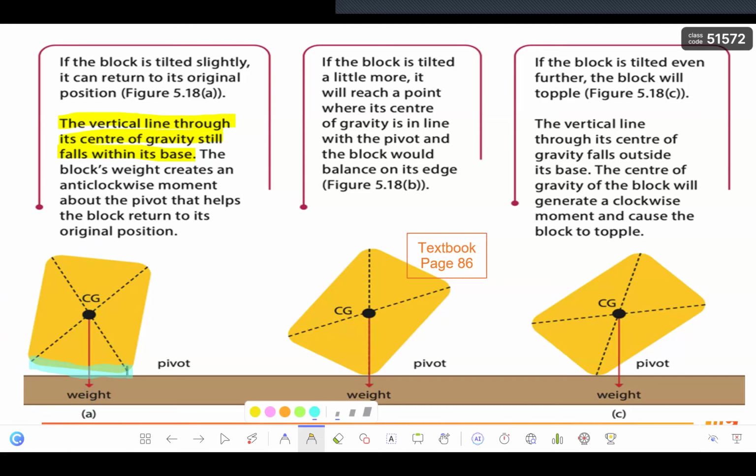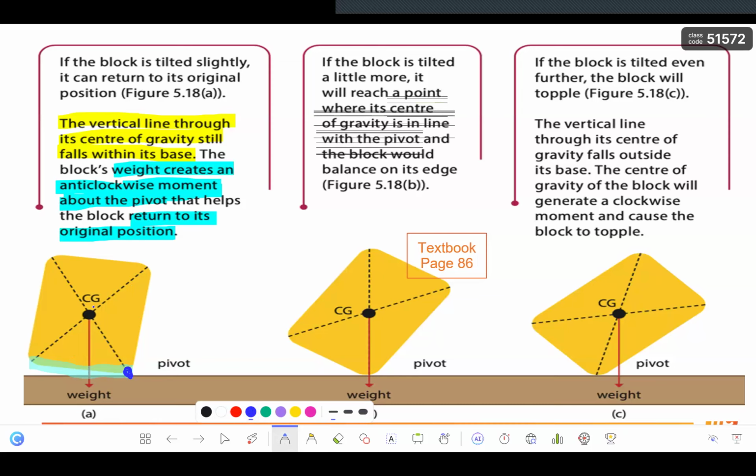So what does within the base area mean? It means that now I will have a moment. My pivot now is over here at this dot. I use the blue dot. So my pivot is over here. This weight will create an anti-clockwise moment about the pivot. And this anti-clockwise moment will cause the block to rotate anti-clockwise. And so the block will return back to its original position.